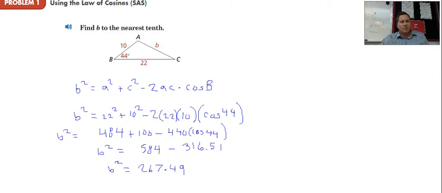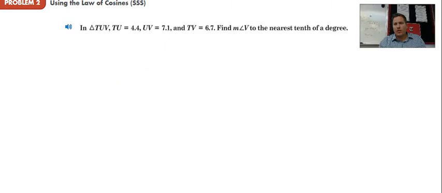And my last step: I want to get just b, and this is b squared. What do I have to do to both sides? I have to take the square root of both sides. If I take the square root of 267.49, this is going to give me a final answer of 16.36, and that would be my final answer. So that's a lot of work, but as long as we plug it in correctly, we should be able to solve. Alright, and this will be my last example.